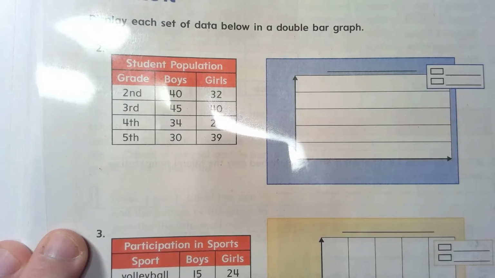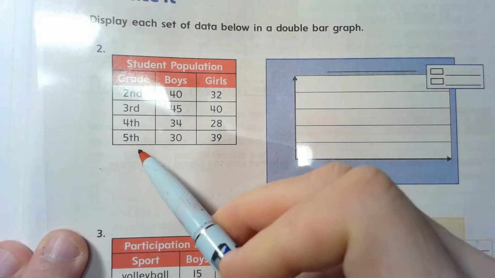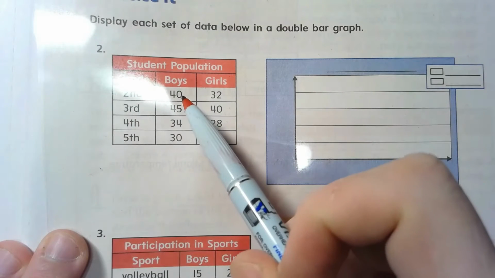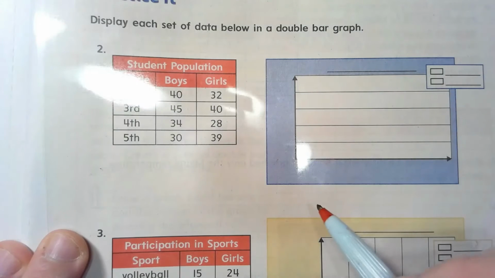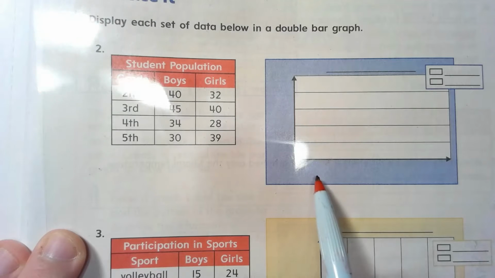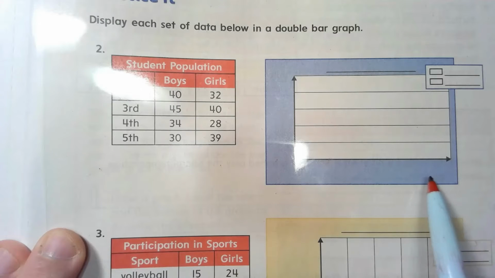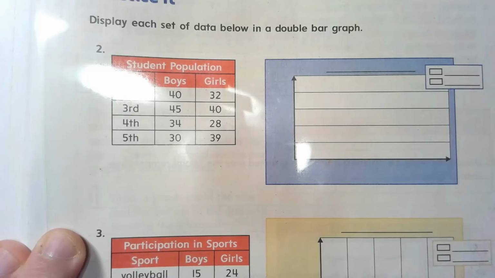On question number 2, we're looking at student population, and we are going to compare the student population in grades 2nd through 5th, but within each grade we're going to compare two segments of the population, boys versus girls. When you're making a double bar graph, the first thing you need to do is decide what information is going on each axis, so what's going to go along the x-axis and what's going to go along the y-axis.